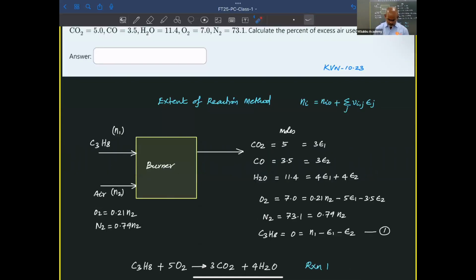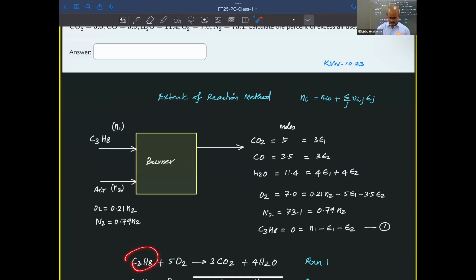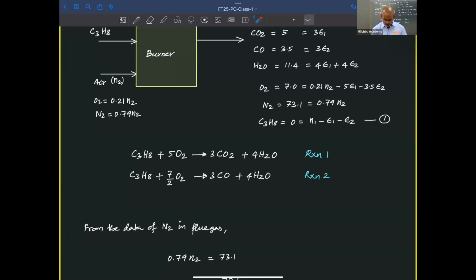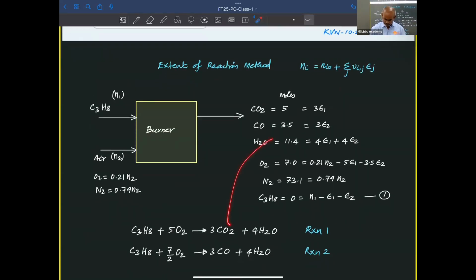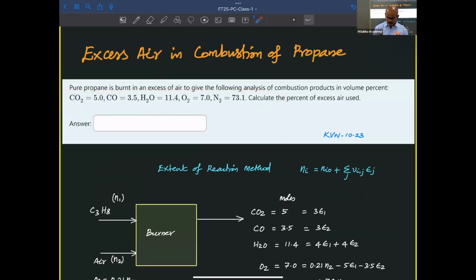Your propane is reacting with, of course, only the oxygen, which is the reacting component of the air. So propane reacts with oxygen to give CO2, as well as it is also giving CO. This is complete combustion. This is incomplete combustion. So this is a possible stoichiometry. Now, using this stoichiometry, we write the product contents in terms of extent. We are given some data, the product composition.